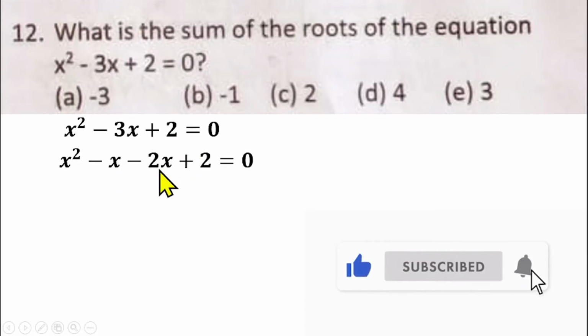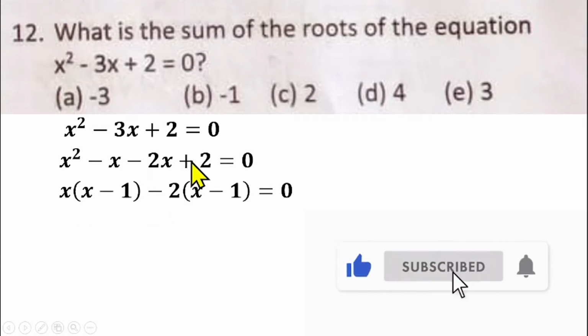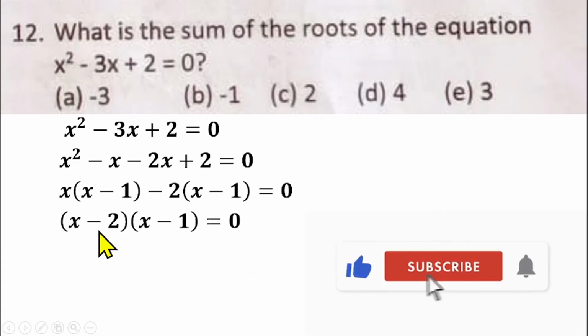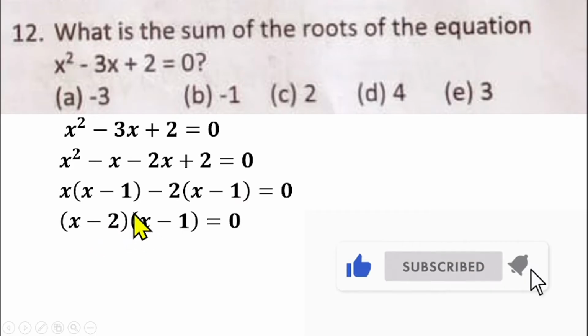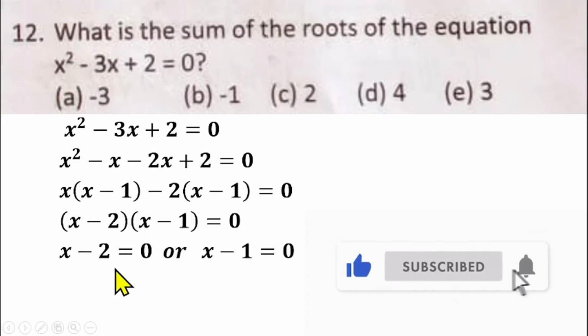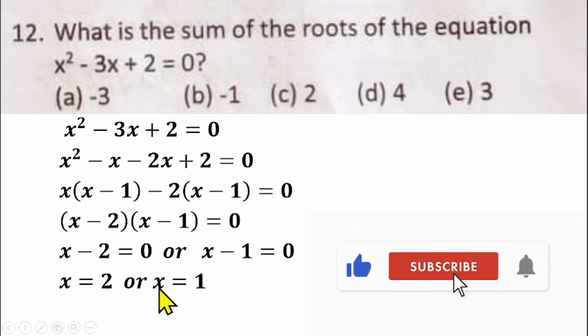We can factorize. This x is common, so we have x into x minus 1. Factorize this, minus 2 is common, so you have minus 2 into x minus 1 equals 0. So bring this together, we have x minus 2 into x minus 1 equals 0. Each of them will be equal to 0. Then our x will be 2, or x is going to be 1. So the two roots of the quadratic equation are 2 and 1.